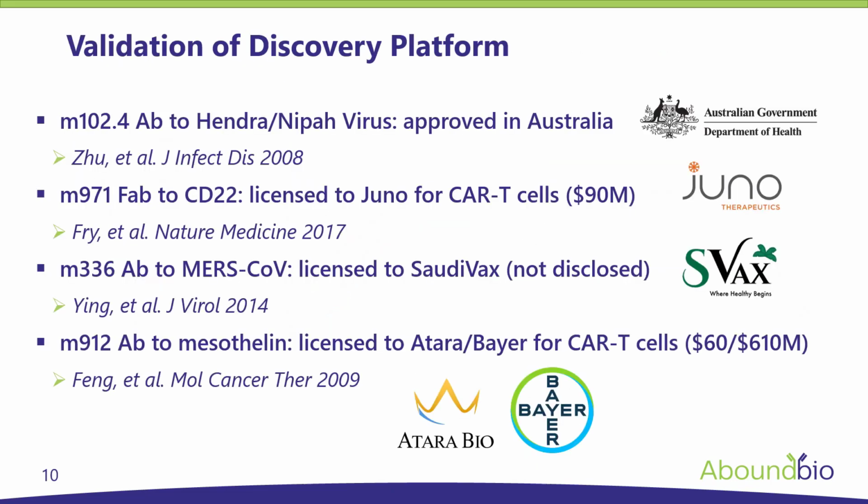While I was at NIH, we developed a number of antibodies. One of them was approved for clinical use on a compassionate basis in Australia. Another one was licensed for a large amount of money to Juno, and also trial antibodies, especially the last one against mesothelin, to Atara, and then sub-licensed to Bayer for a $610 million total deal.